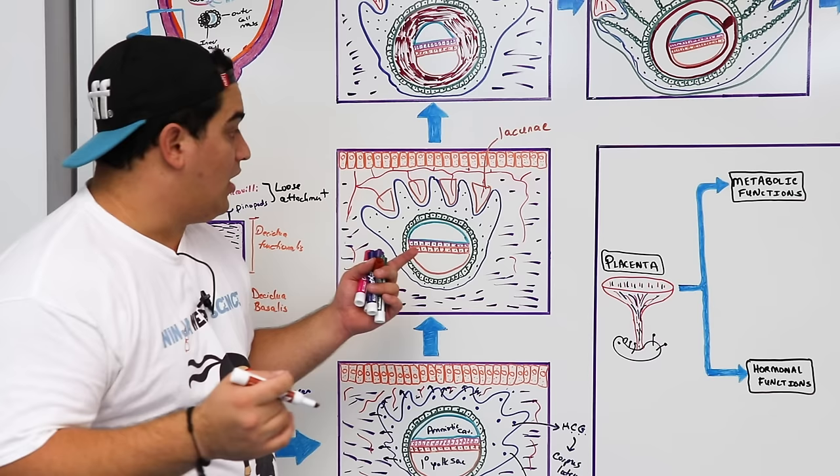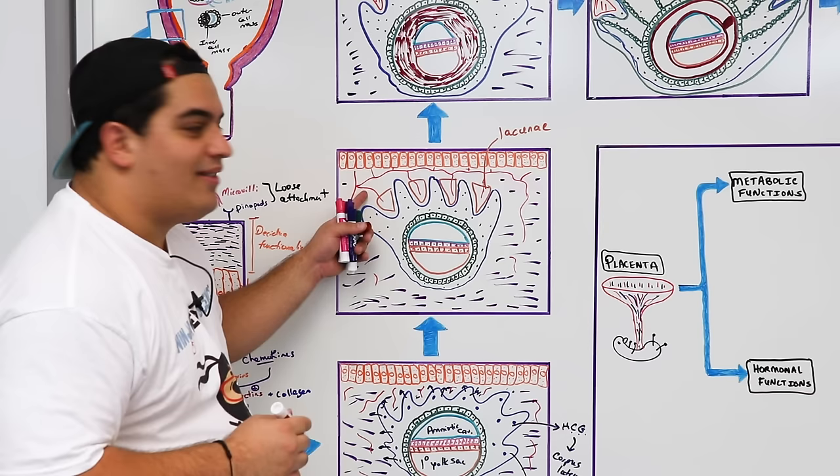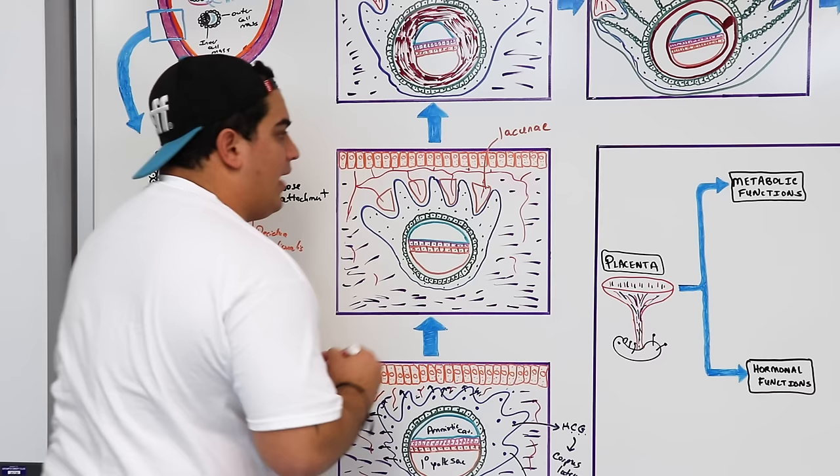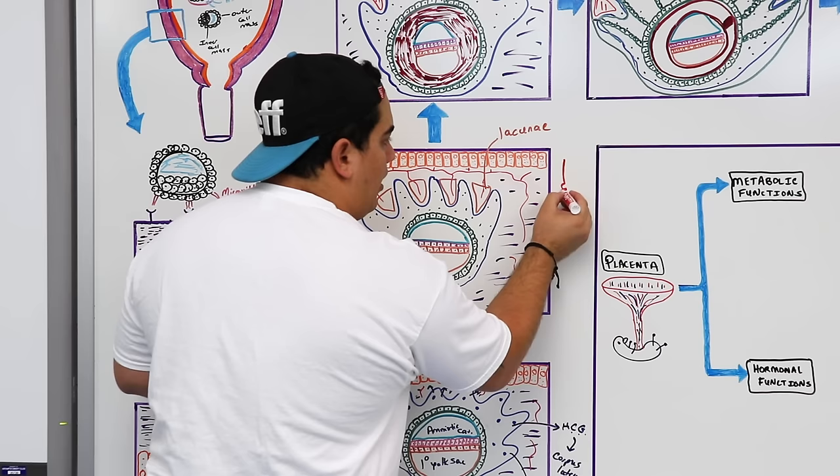between the syncytiotrophoblast. But remember, what are these little things here? They're blood vessels, they're uterine vessels. If you guys remember, what are the vessels of the uterus that come in? You get the uterine artery, right? It penetrates the myometrium, and then you get your straight artery, and then you get your spiral and coiled arteries. These are going to be all over this endometrial lining, right?